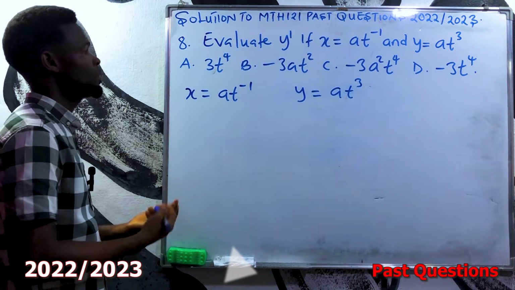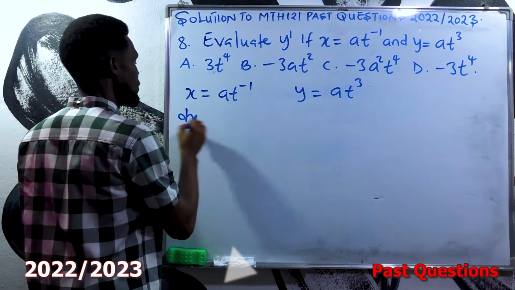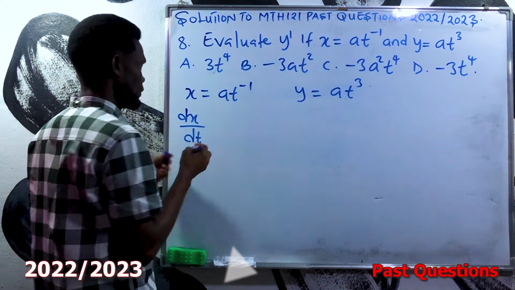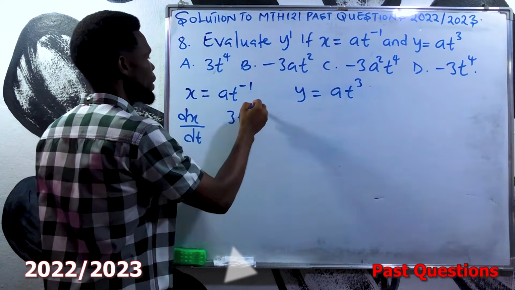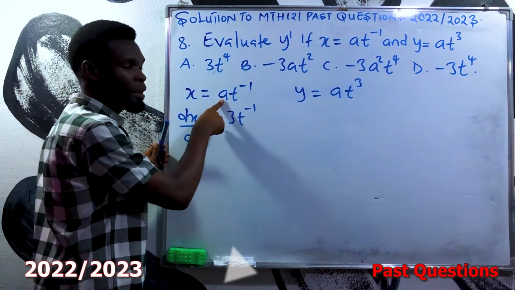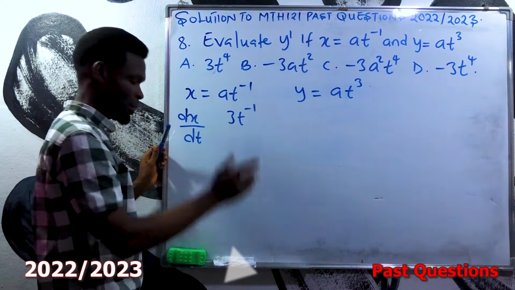So you differentiate it parametrically as dx over dt. Please note that this a here is just like saying 3t raised to the power minus 1, where a represents a number. So it's actually a constant. That's a number. All right.